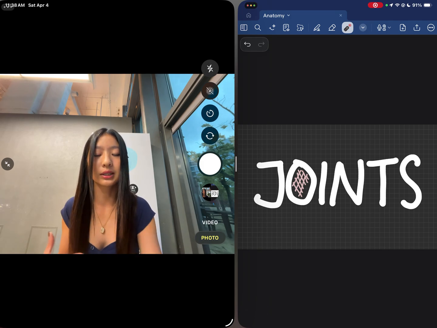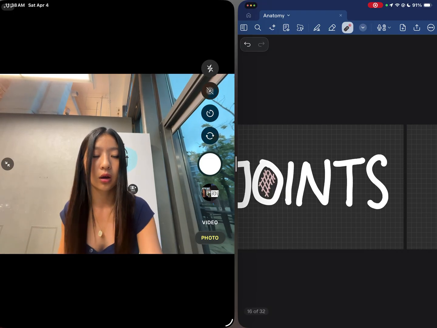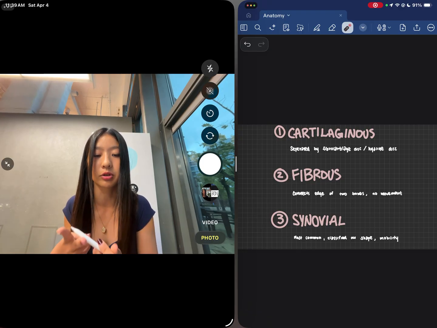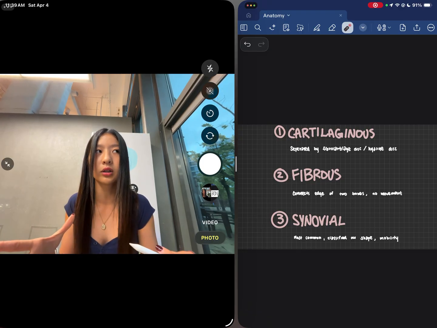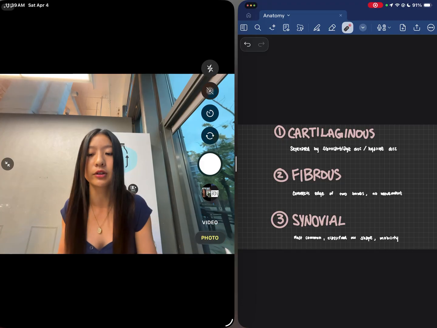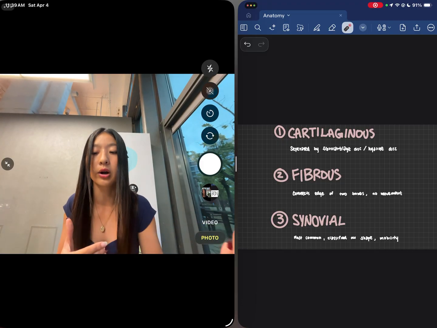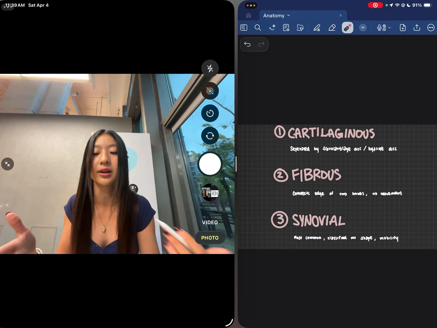So looking at joints in general, a joint is really just where two or more bones come into contact or articulate with each other at a certain point. There are three main types of joints that we see, and these are the cartilaginous joints, fibrous joints, and synovial joints. Usually, the first impression that we have of a joint is the synovial joint, because those are most commonly found in the body, and they allow for the most amount of mobility and movement.